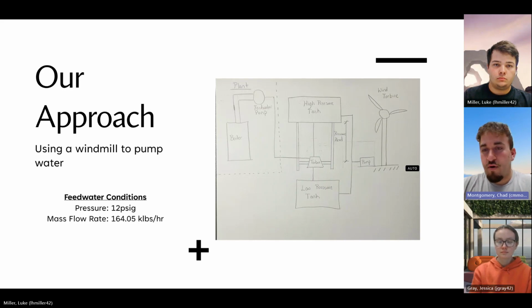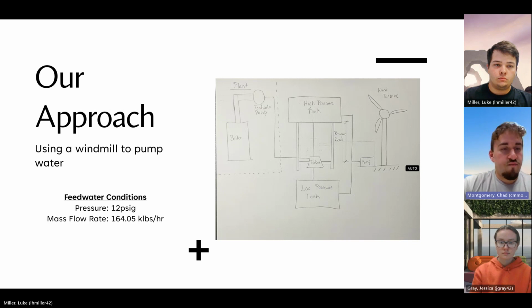And to the right here, we have our wind turbine, which will directly power a pump. The pump will pump water to a high pressure tank, which will have a pressure head that powers a turbine. And the power from the turbine will generate enough to power the feed water pump. And the water used from the turbine will be cycled through the system.